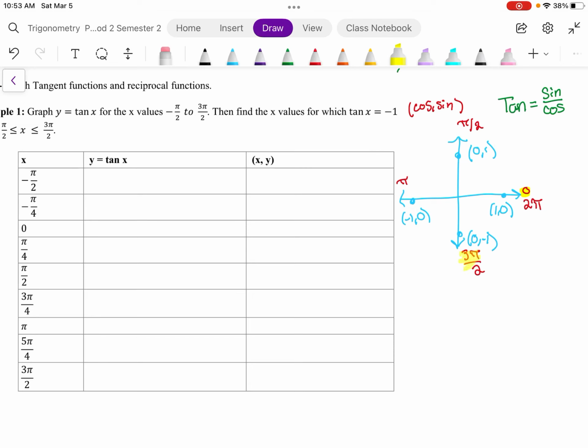And again, just like last time, we're going to start with these values. So negative pi over 2 is going to be the same as 3 pi over 2. And we're going to do 0, pi over 2, pi, and 3 pi over 2. So if we were to find the tangent of negative pi over 2, that would be negative 1 over 0. And anytime we have something over 0, that's going to be undefined.